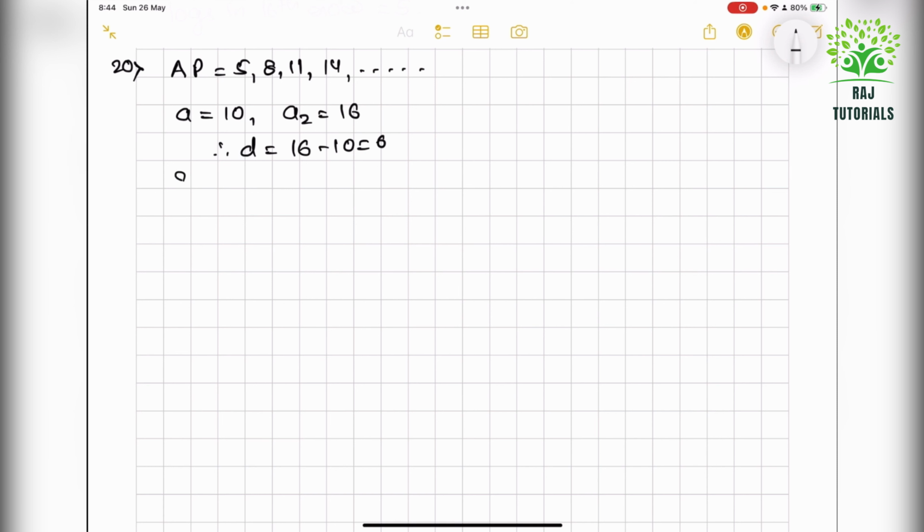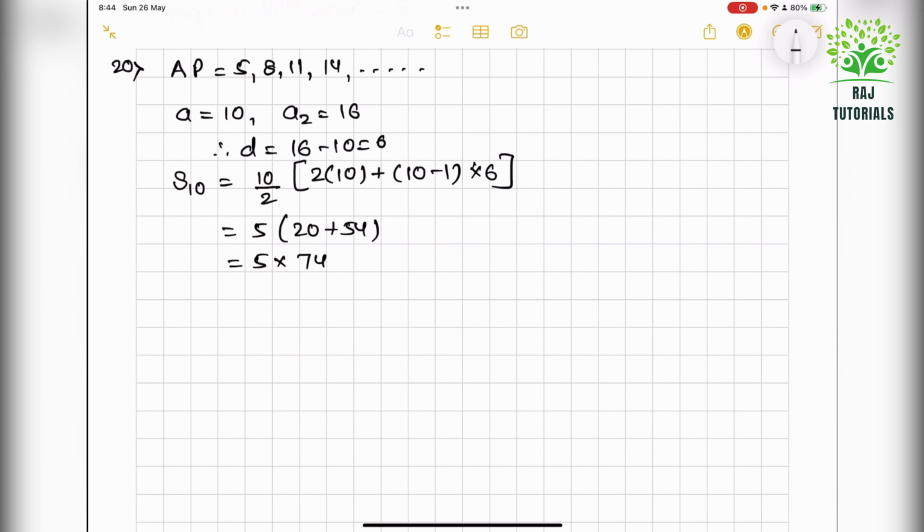And totally she has taken 10 potatoes, so I have to find S10. Using the formula, S10 will be 10 by 2 into (2 into 10 plus 10 minus 1 into 6). So that will be 5 into (20 plus 9 sixes, so 54). So 5 into 74, that is 370. So the total distance covered will be 370 meters.